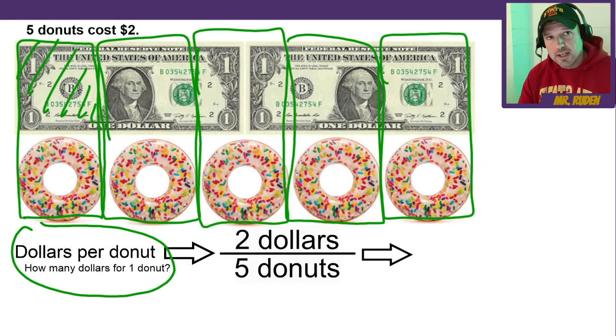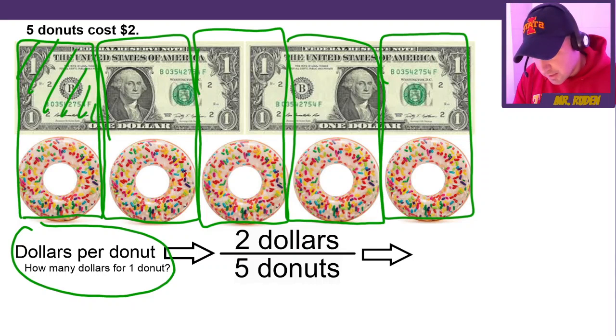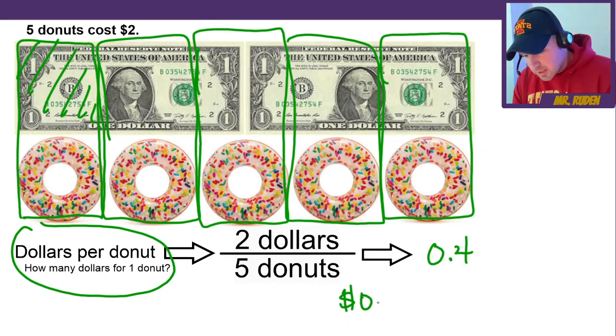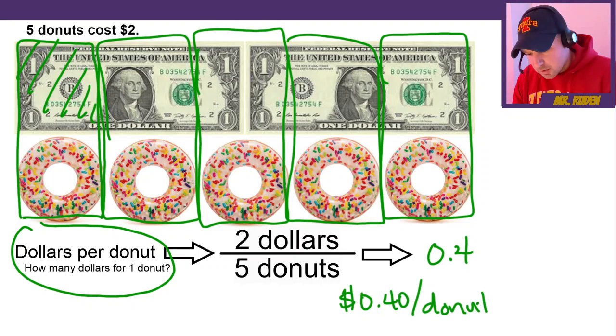So division again is going to tell me I'm going to divide the $2 into 5 groups, into those 5 donuts. So 2 divided by 5 is 0.4. And again, since we're talking about money, this is going to be 40 cents per donut.